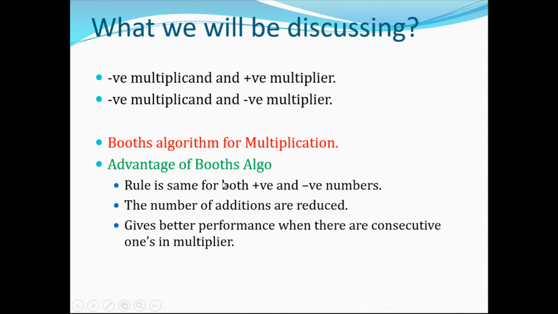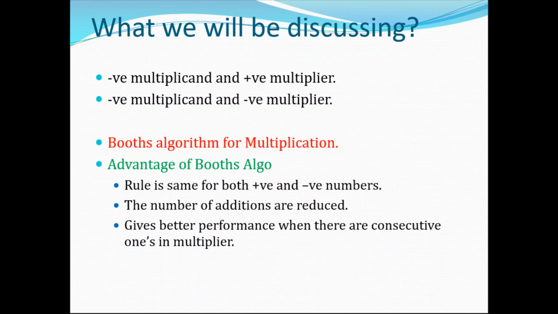This Booth's algorithm uses the same rule to multiply positive numbers and also to multiply negative numbers. That is, there can be any combination of multiplicand and multiplier, like one negative, one positive, or both positive or both negative, but it follows the same rule. And the prime advantage of Booth's algorithm is that the number of additions that will be done will be less.